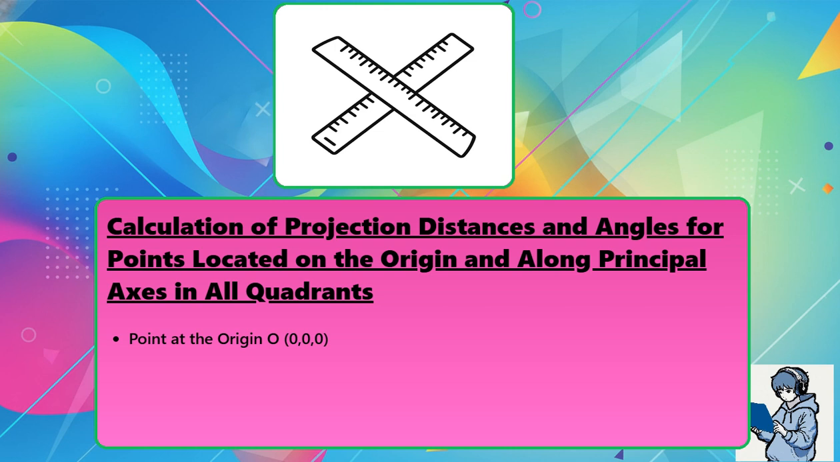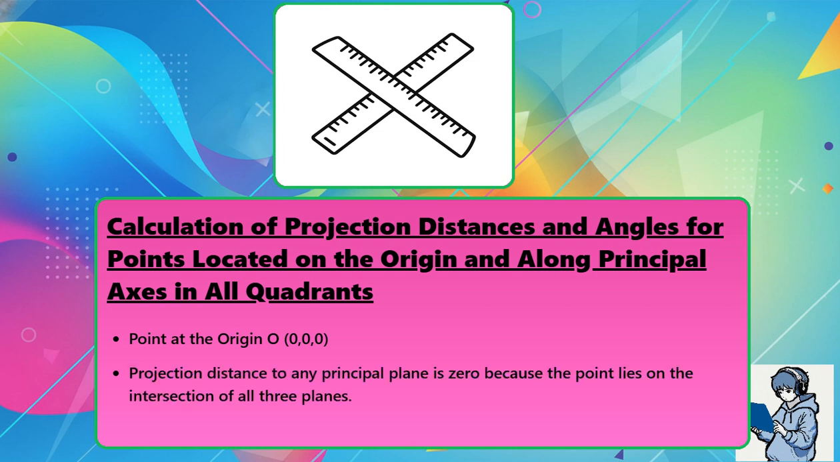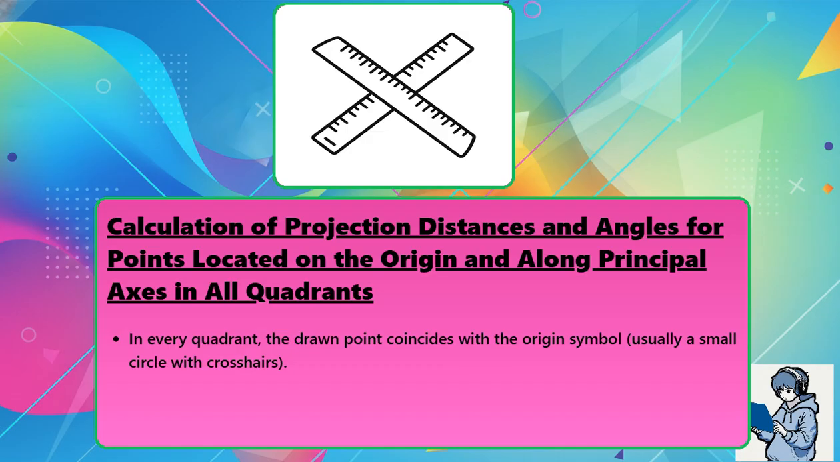Point at the origin O (0, 0, 0). Projection distance to any principal plane is 0, because the point lies on the intersection of all three planes. In every quadrant, the drawn point coincides with the origin symbol, usually a small circle with crosshairs. Angles: no angle is defined, the projection lines collapse to a point.